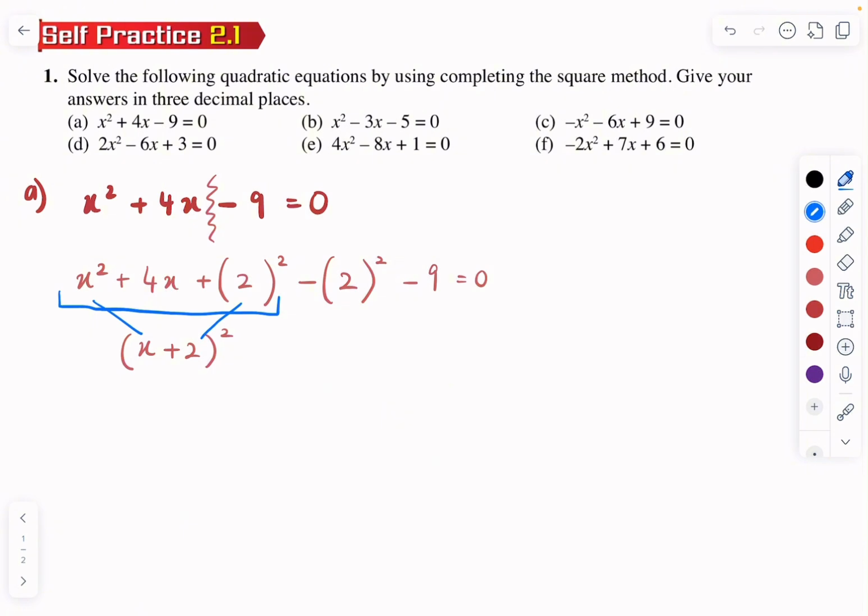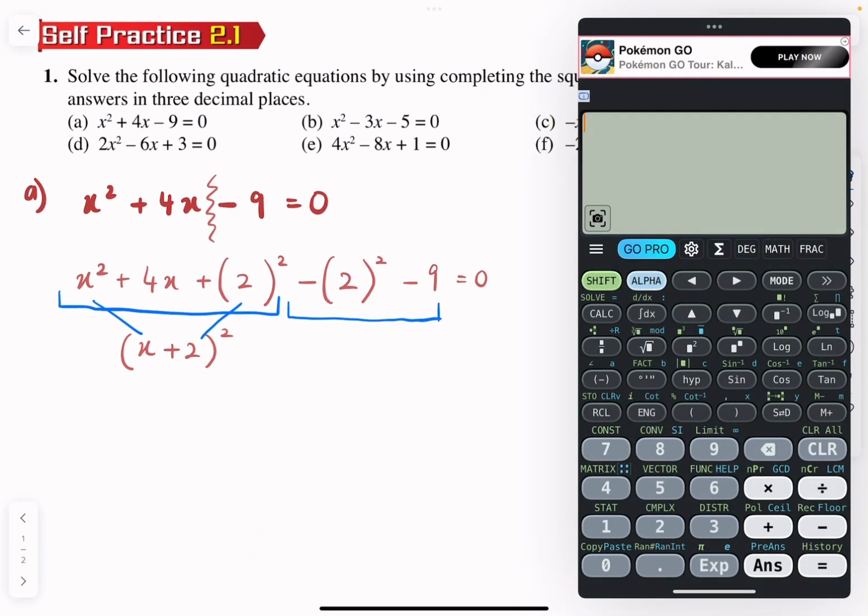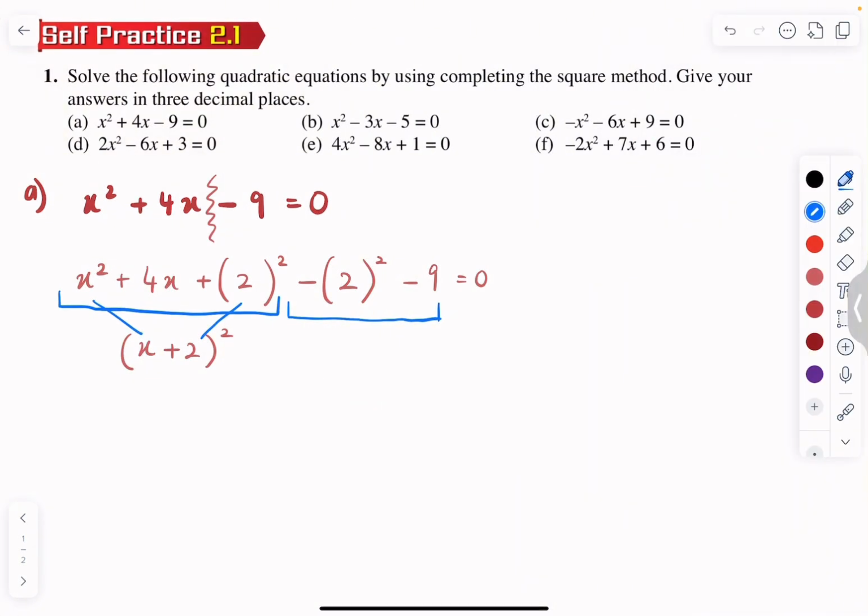Then the second part is this. For the second part, you can just type it in your calculator straight. So it's negative 2 square minus 9. We get negative 13. Then you can just write it here: minus 13 equals 0. Okay, this is completing the square.